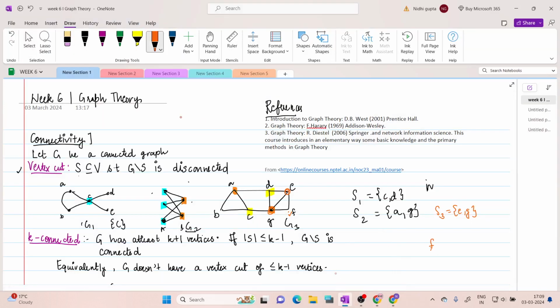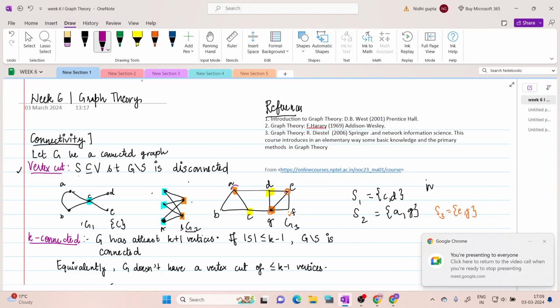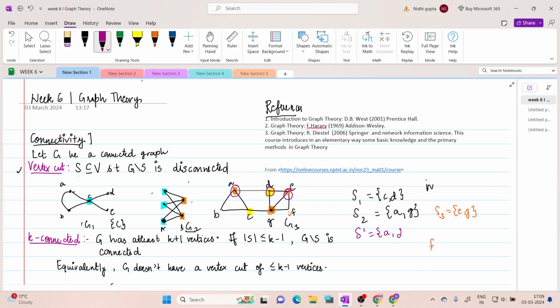So, your example is A, D, and E, right? And G also, ma'am. So if you just remove A, D, E, then you see that the remaining graph is not becoming disconnected. So A, D, E is not a vertex cut, but if you remove G also, then it becomes a vertex cut.